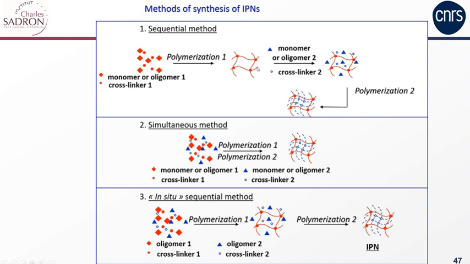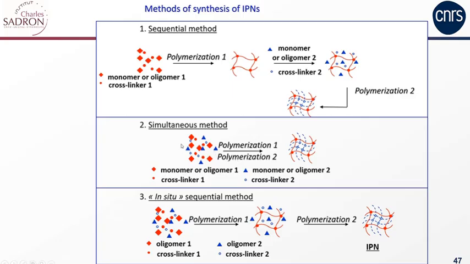Then we swell the network, this first network, with the monomer and the crosslinker of a second network. And in a third step, we carry out the polymerization and we form the second network.